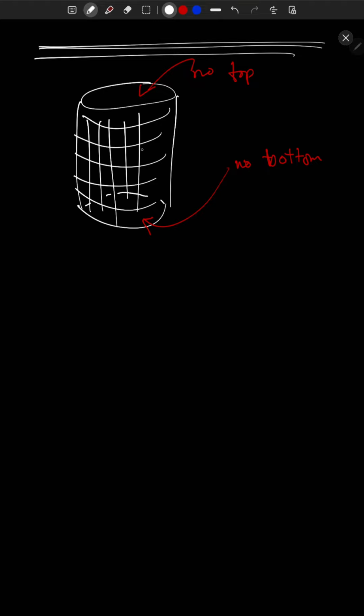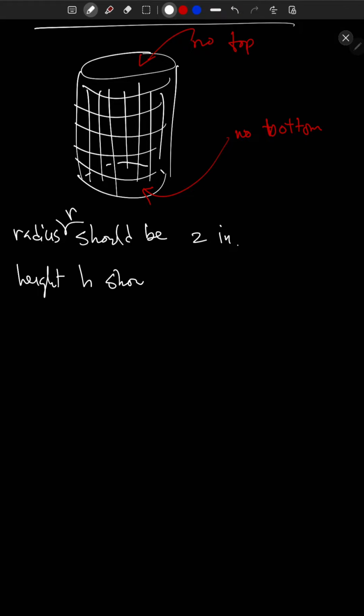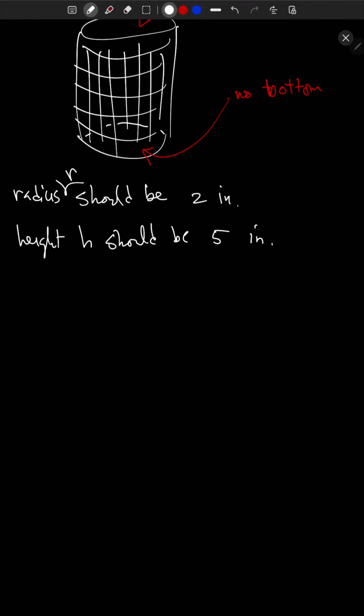Okay, so we manufacture essentially cylinders, all right? Let's say this cylinder, which is going to be a can, the radius R should be 2 inches, all right? And let's say the height h should be 5 inches. All right. Okay.